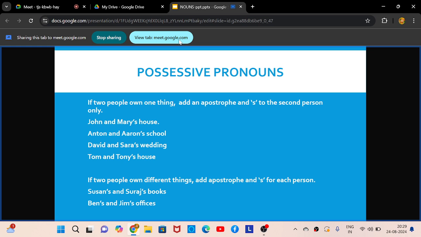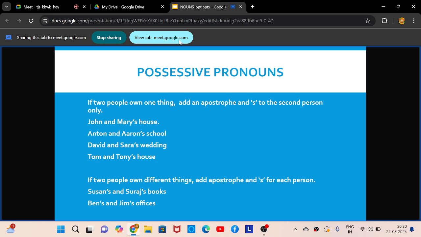For example, John and Mary's house. Anton and Aaron's school, it means that Anton and Aaron are studying at the same school. David and Sarah's wedding, Tom and Tony's house. So both Tom and Tony are staying in the same house.